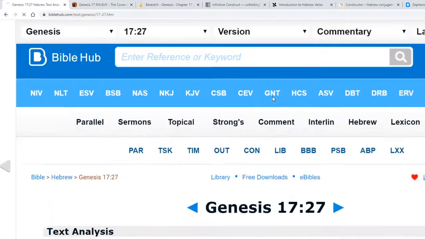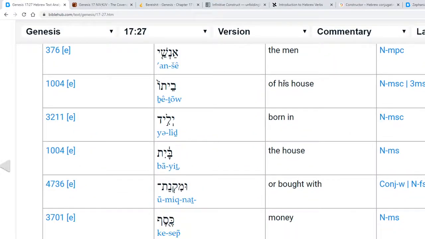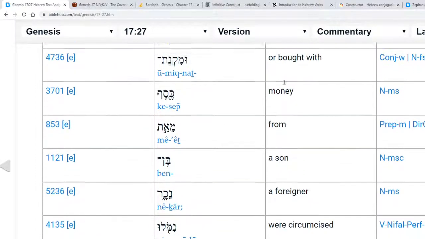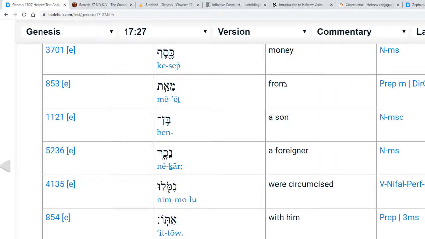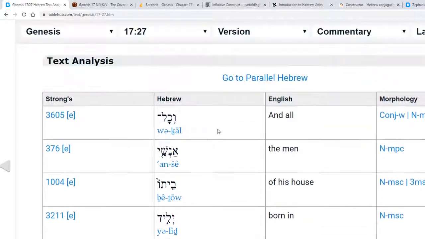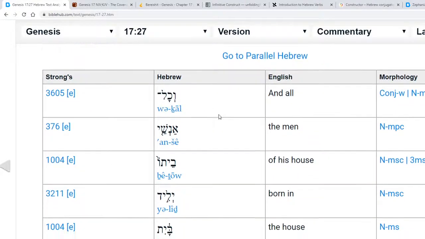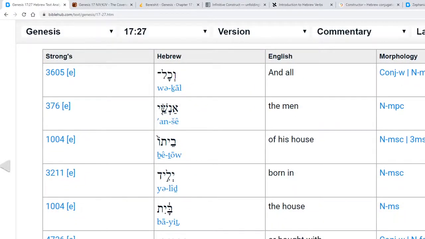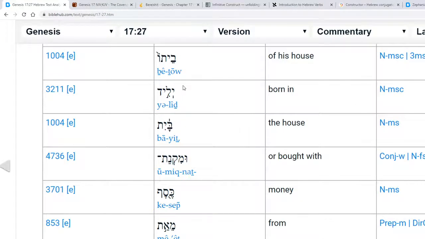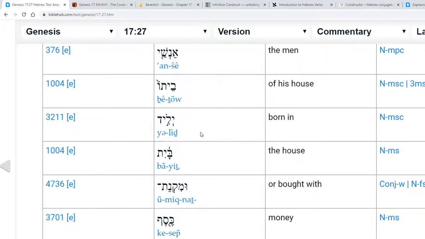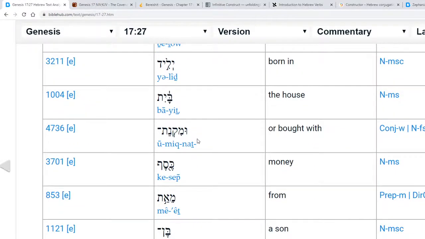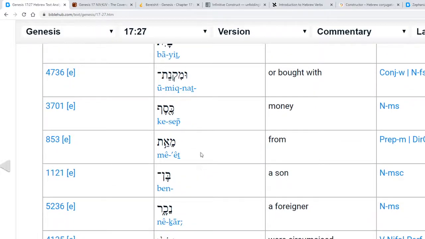Okay, verse 27. V'chol anshei beito, yelid bayit u'miknat kesef me'et ben nechar nimolu itto. Very repetitive. The whole, and all, conjunctive vav of whole is all. Anshei beito, because it's in the smichut, the men of his house. Yelid bayit, born in the house, like we discussed before. Miknat kesef, or bought with money. Me'et ben nechar. So me'et, from, with, prepositional mem.